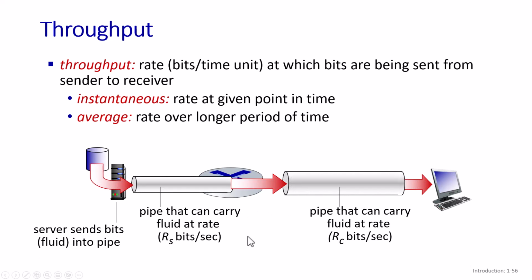Now we may think of throughput like a pipe, like pipes that are carrying fluids. So the server sends bits into the pipe, sends fluid into the pipe. In this case, we have a smaller pipe and a larger pipe, right? The pipe that can carry fluid at rate Rs is smaller than the pipe that can carry fluid at rate Rc. So this pipe is bigger, this pipe is smaller, and let's see what happens.